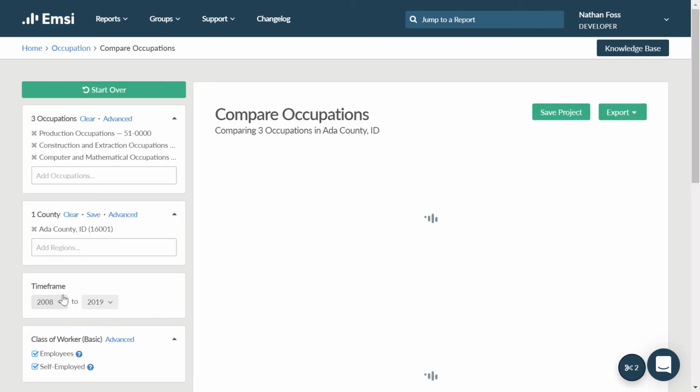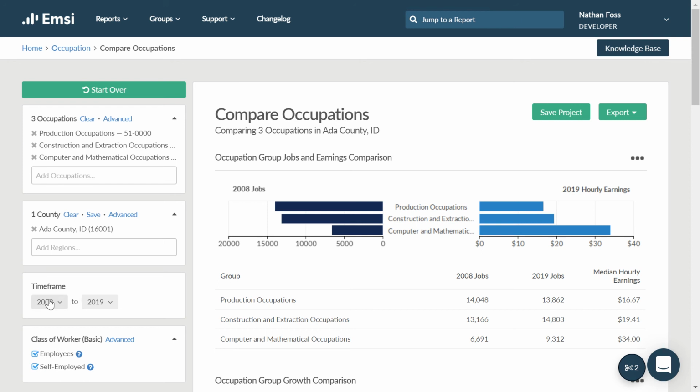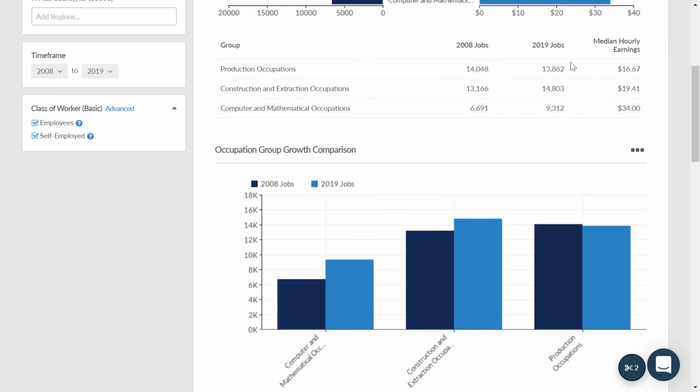So we're going to run this, and you can see the time frame over here on the left side. We're currently looking from 2008 to 2019. And here we can see how many jobs were in each of these three industries in Ada County, Idaho in 2008. And we can see how many were in 2009 as well, 2019 right here. And we can see what the earnings look like as well as of 2019.